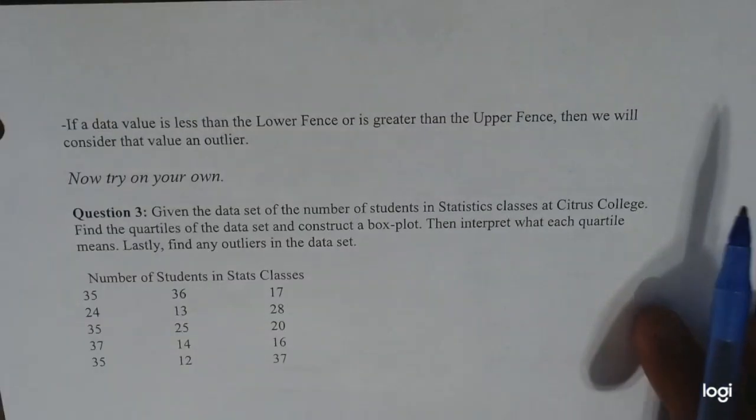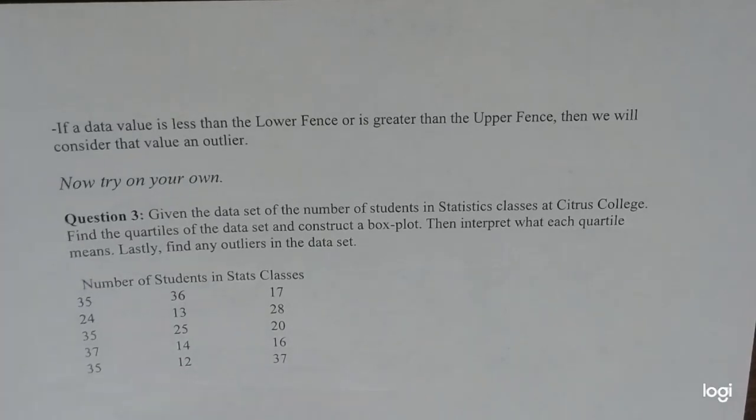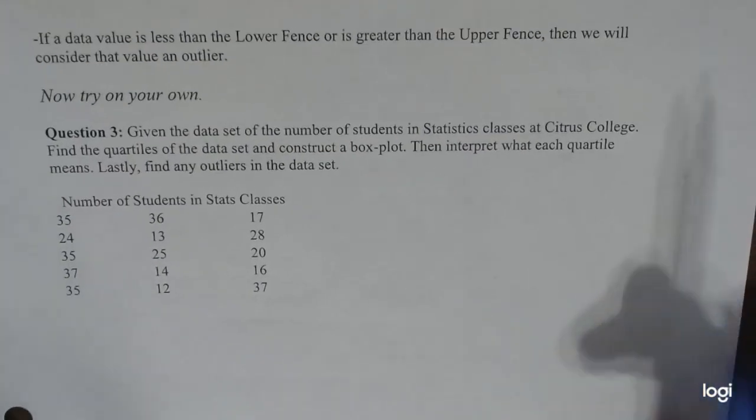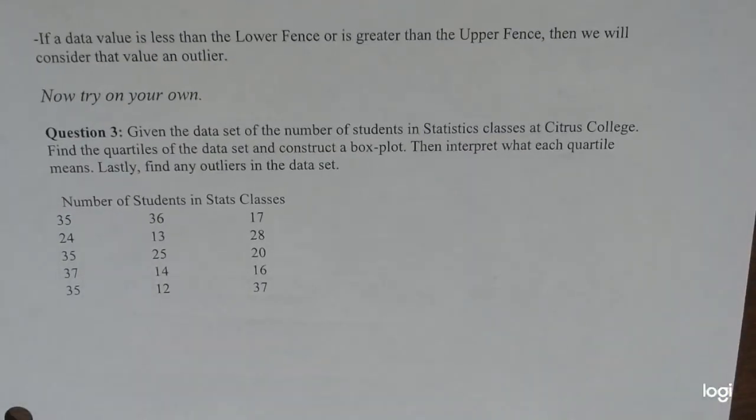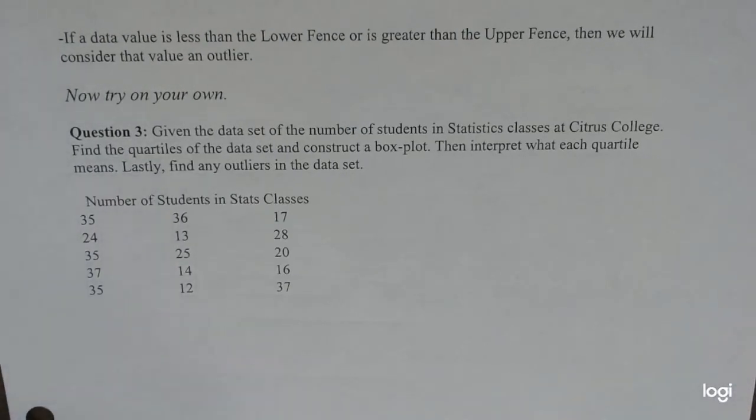Okay. So let's put this into practice. Let's do question 3 together, and then you will do question 4 yourselves. Question 3 says, given the data set of the number of students in stats classes at a college, find the quartiles of the data set and construct a box plot. Then interpret what the box plot means. Lastly, find any outliers in the data set.